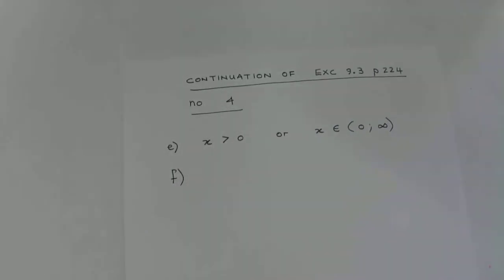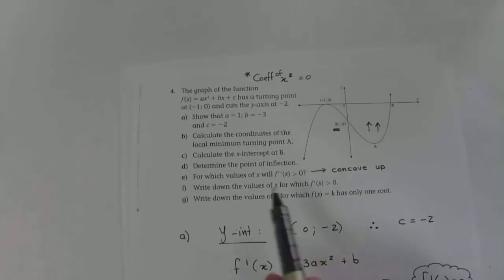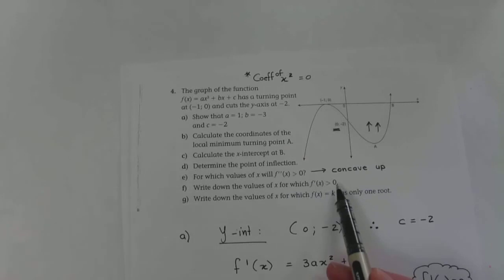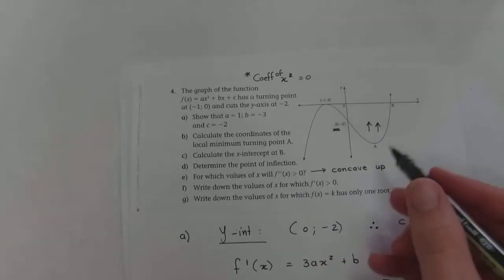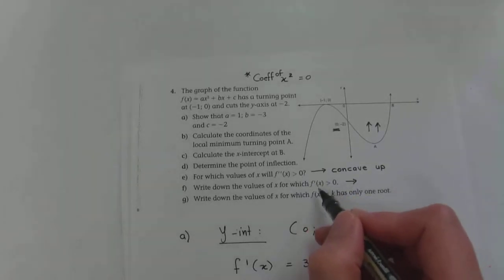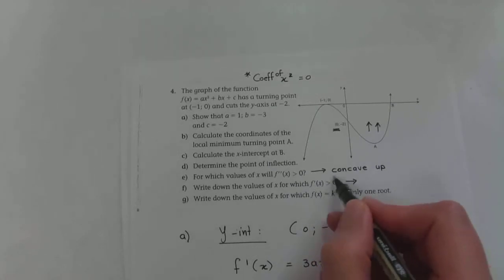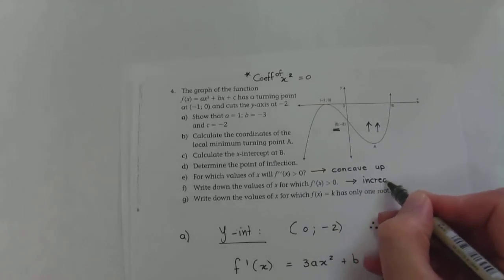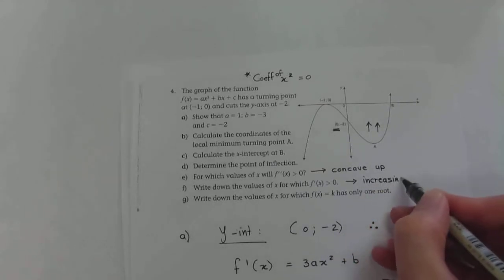Then F asks: write down the values of x for which the first derivative is greater than 0. Please people, we spoke about the first derivative when we spoke about increasing and decreasing functions. The first derivative is the gradient. So it's where the gradient is greater than 0, or positive, so it's where the graph is increasing. Positive gradient means an increasing function.